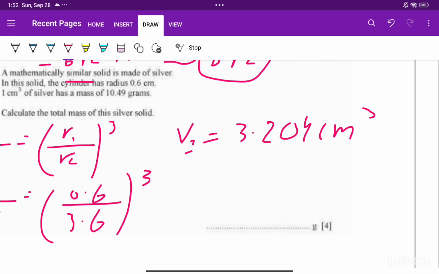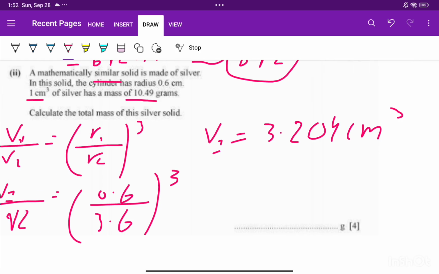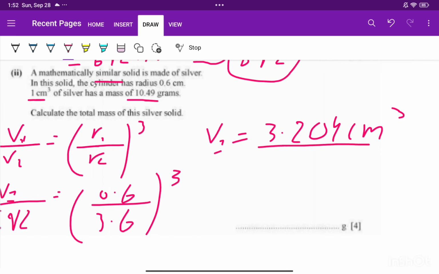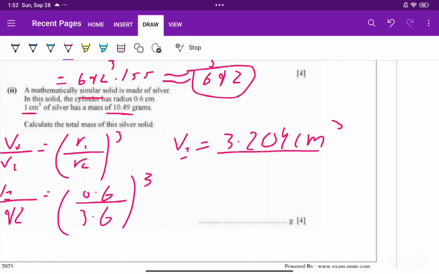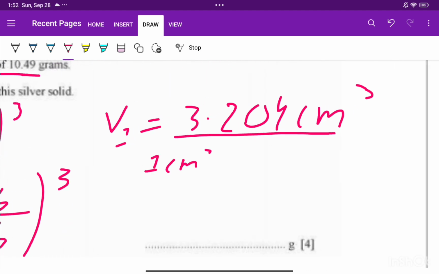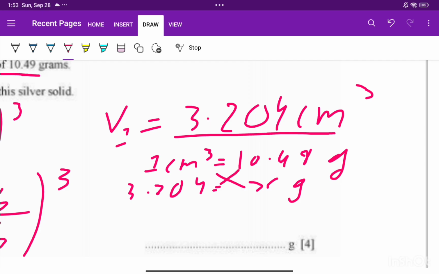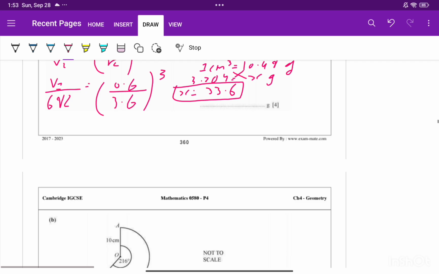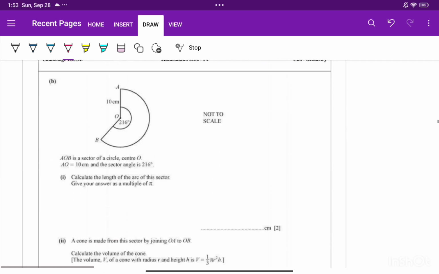But we need to find total mass. Okay, so 1 centimeter cube of silver has a mass of 10.49. So how much mass will be present in this volume? So 1 centimeter cube is equal to 10.49 gram. How much mass will be present in 3.204? For example, this is x gram, so we will cross multiply it, and x answer will be, using calculator, 33.6 is our answer. Let's move to next part, part B.